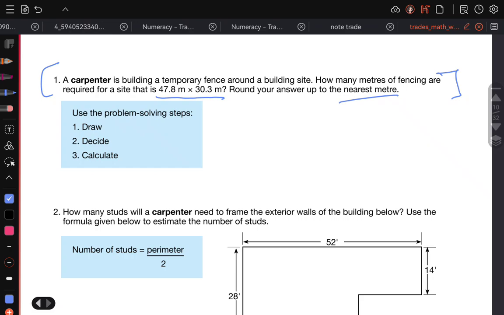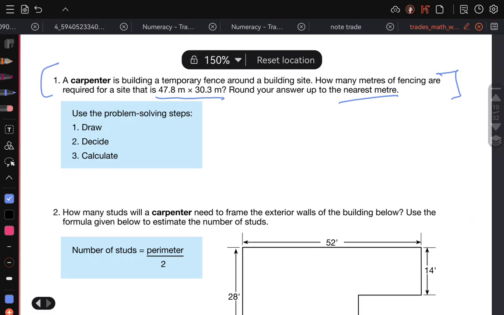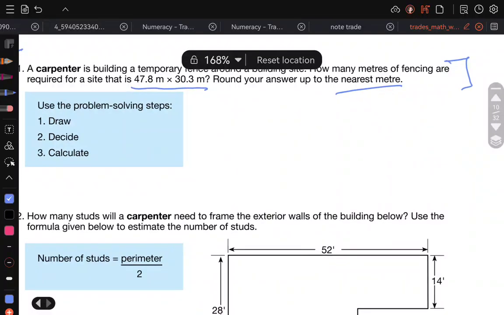I hope so. So now we need to know the area. How can we know the area? As you can know, we can just take 47.8 multiplied by 30.3.